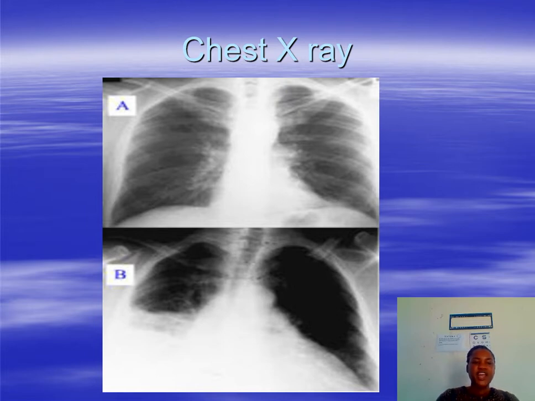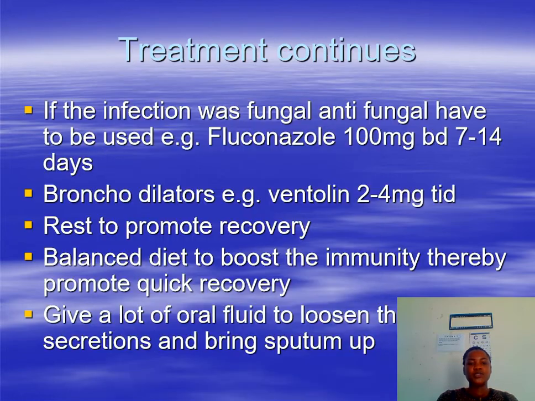If the infection was fungal, definitely you are not going to give antibiotics. So for fungal infection, antifungal drugs may be used to treat fungal pneumonia, such as fluconazole, and the dose to give is 100 milligrams, and this is given twice daily or BD for 7 to 14 days.